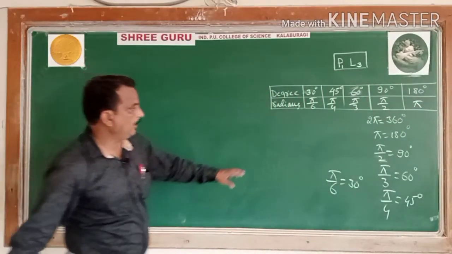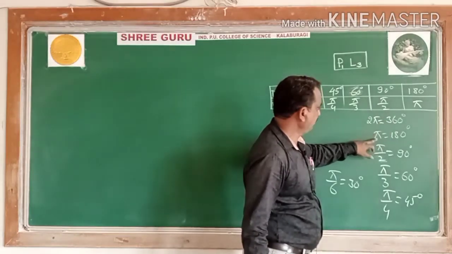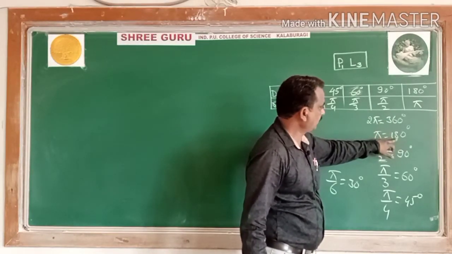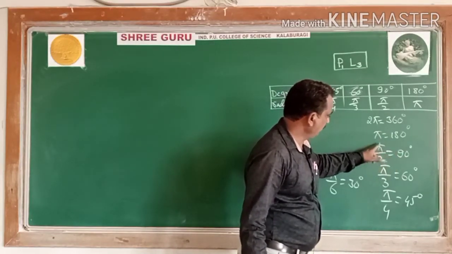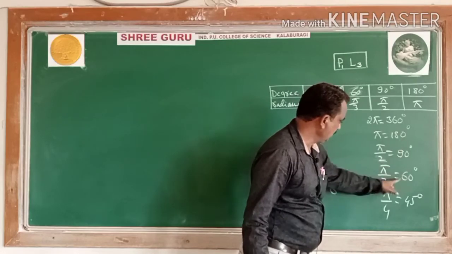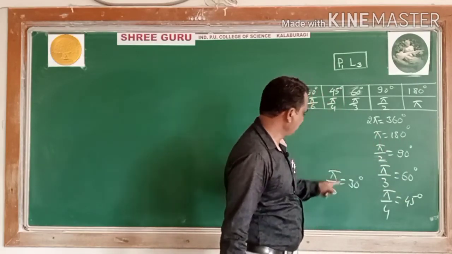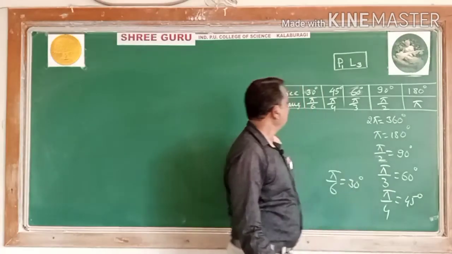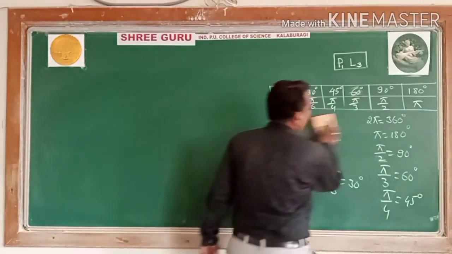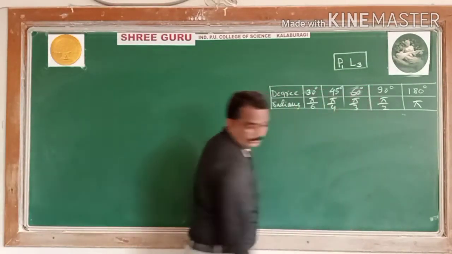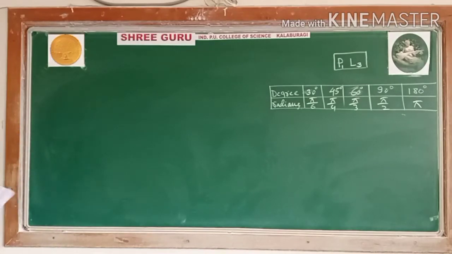See how I have taken here. One complete revolution is 360, 2 pi. Half of the revolution, a semicircle, is 180 degrees. Half of this is 90. One third of this is 60, one fourth of this is 45, one sixth of this is 30 degrees, 6 parts. Like that you may use them directly. These are some common angles. You remember this table? Come to the next example. Now see the next example.